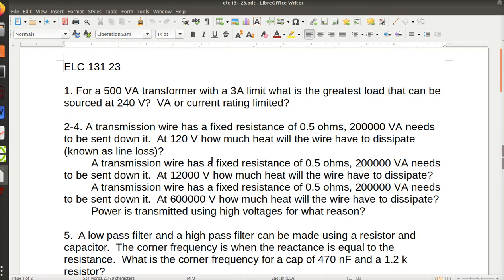So you're going to work these 3 problems and then you're going to ask the question, power is transmitted using high voltages for what reason? It should be fairly obvious why they do it.